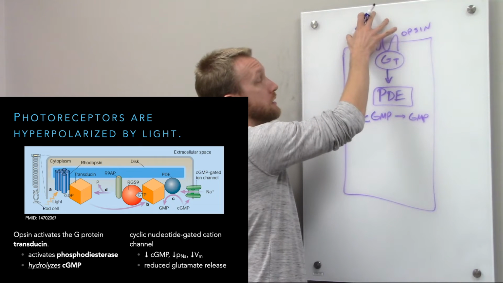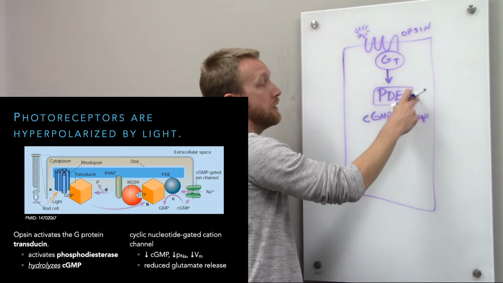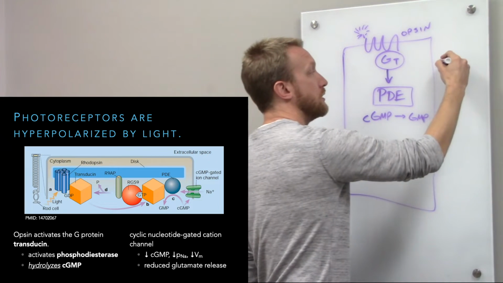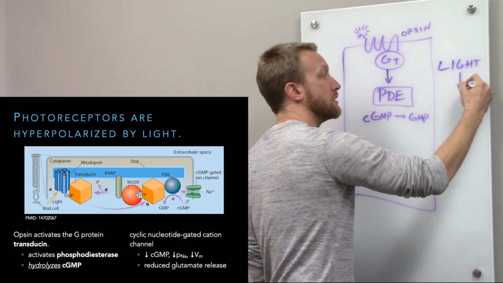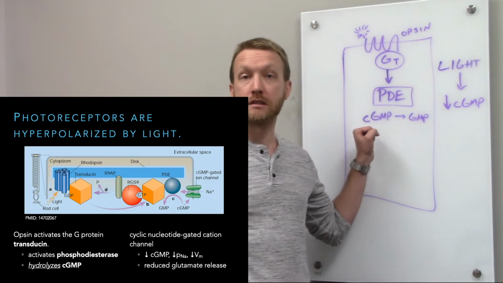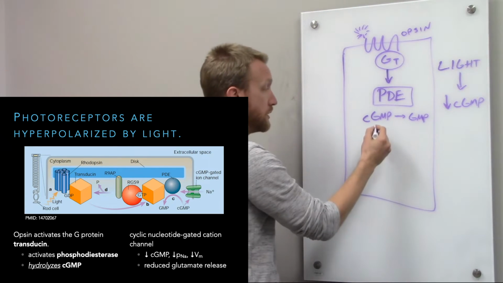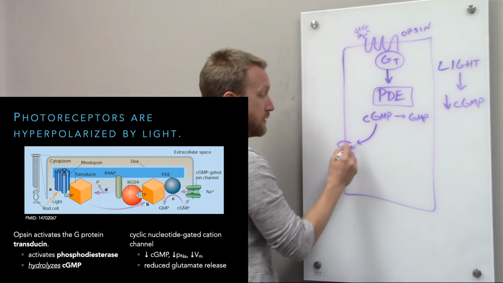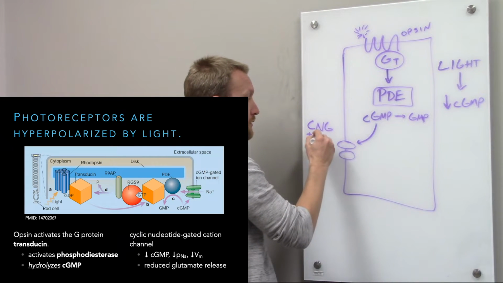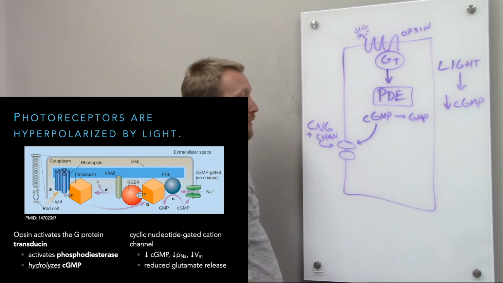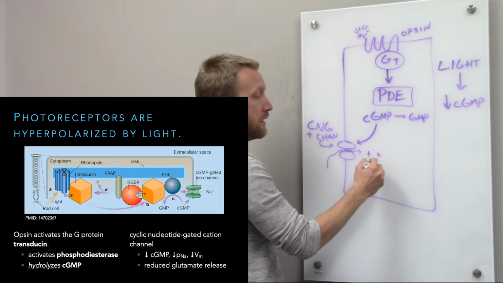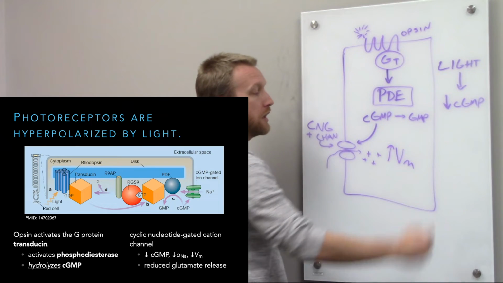So when light is absorbed, transducin is activated. That stimulates phosphodiesterase, and we start breaking down cyclic GMP. So light causes us to decrease cyclic GMP levels. Well, let's not forget this is a cyclic nucleotide. Normally, cyclic GMP stimulates those cyclic nucleotide gated cation channels. So if we have a lot of cyclic GMP, that allows a whole lot of positive charge to flow in and keeps my membrane potential fairly depolarized.